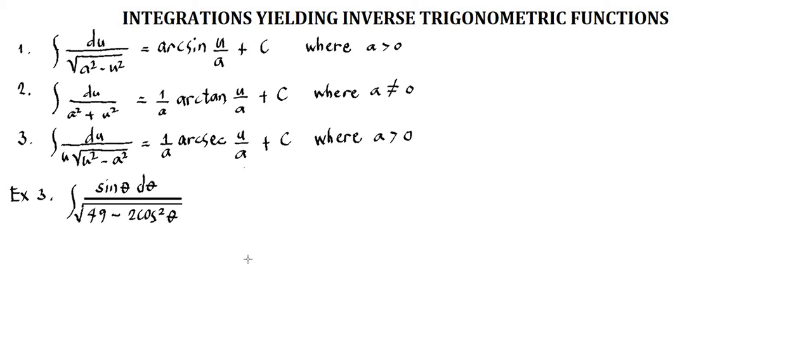Kung ating titingnan yung ating denominator sa ating problem, square root of 49 minus 2 cosine squared of theta. So itong 49 minus 2 cosine squared theta na ito, isusulat natin in the form of a squared minus u squared. Okay, so gawin natin. So, equal din itong integral na ito sa integral of sine theta d theta divided by square root.